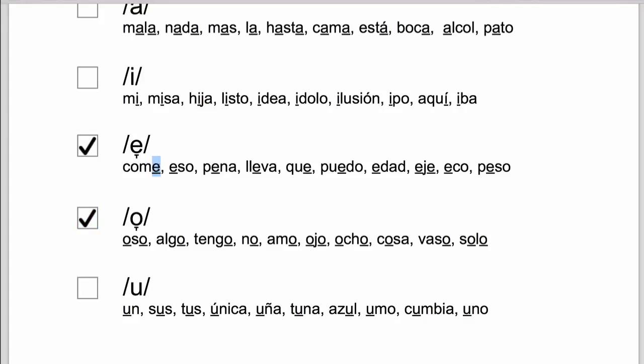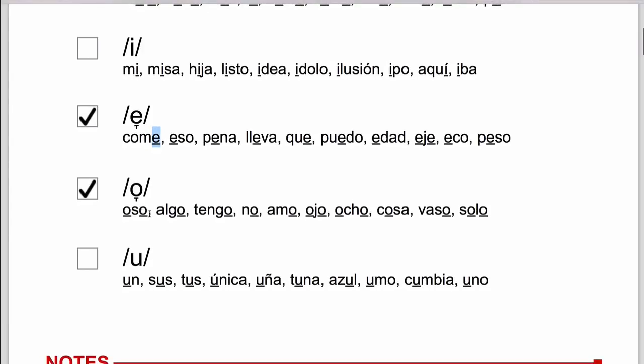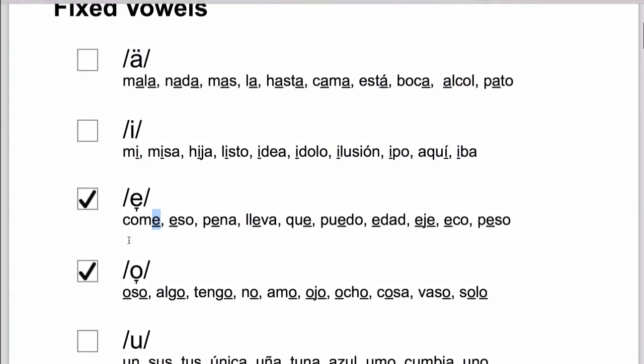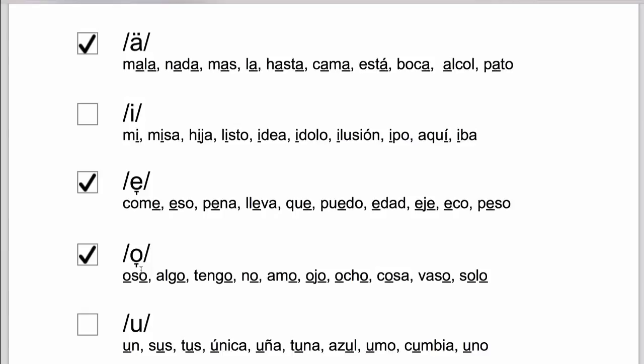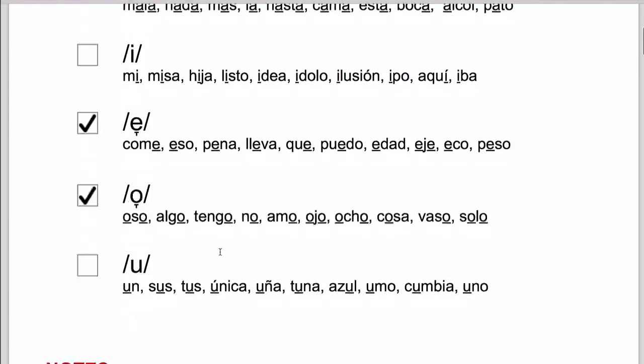So when I say, hey, I'm going, hey, my tongue is actually moving upwards, but in Spanish, it's come, my tongue is fixed. So don't mispronounce it come or pena or lleva. It's come, pena, lleva. And it's not oso or algo, it's oso, algo. Another thing to pay attention to is your tongue position. It's different in these sounds than the A, E, and O are in English. So listen to the native speaker audio and try to match the tongue position exactly.